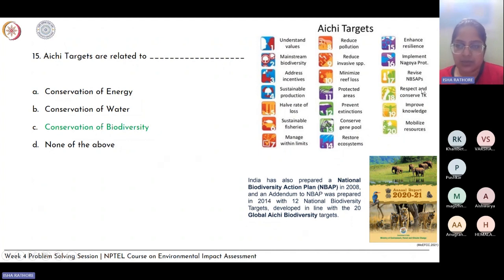So India also has prepared a National Biodiversity Action Plan, NBAP, in 2008, and an additional addendum to the action plan in 2014 with 12 national biodiversity targets, which were developed in accordance with the HE biodiversity targets. So that is the report which it has developed. But the HE targets are related to conservation of biodiversity. So C is the correct answer.